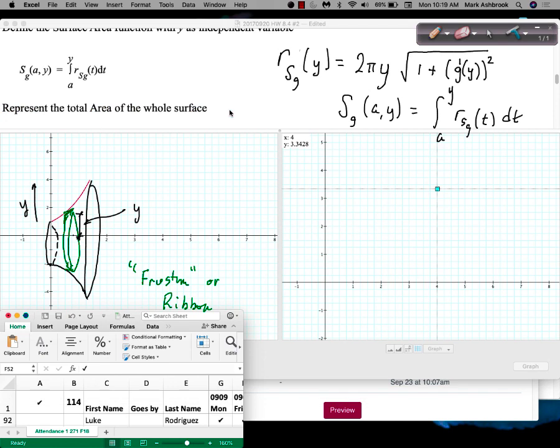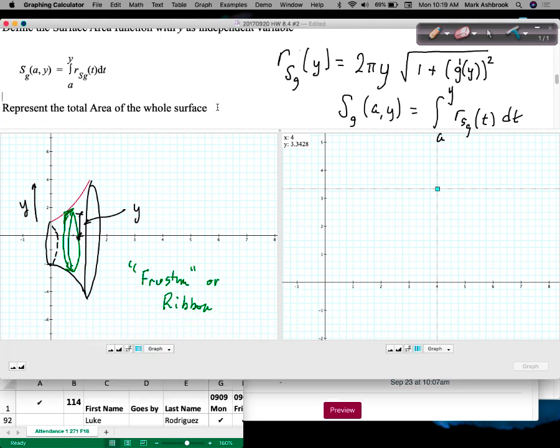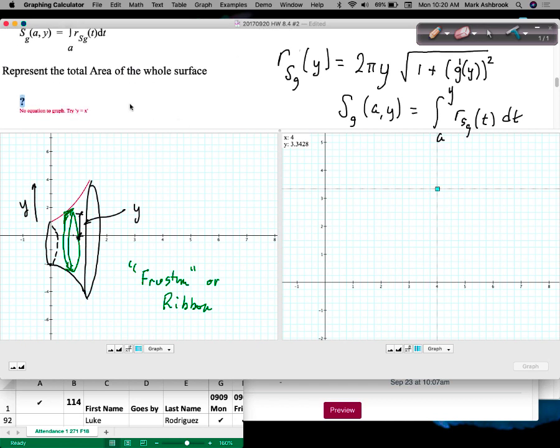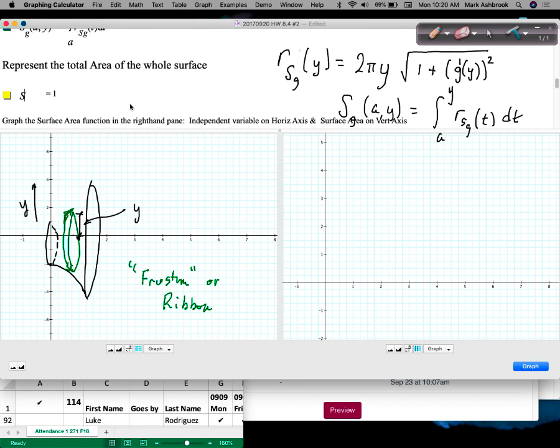So I plugged in 1 for A. Yep. And 4 for Y. Yep. And so then what was your whole answer? Like the actual worked out answer. No, like the answer to this question, what would you write down to represent it? So I would put S of G of 1, 4. 1 or 0? Oh, sorry. S sub G of, and then anything else after that? Like equals something? Nope.